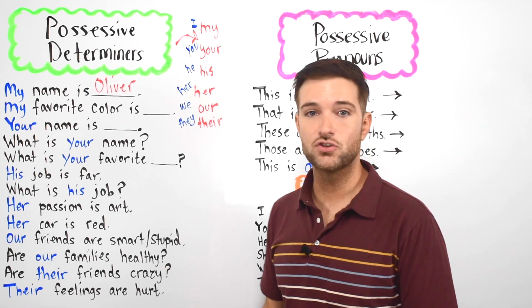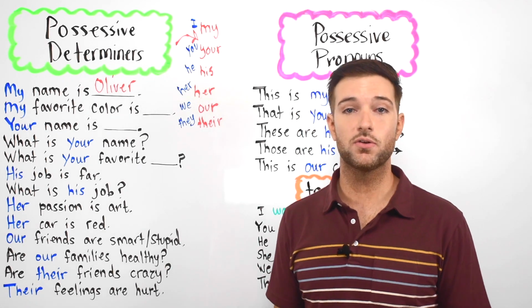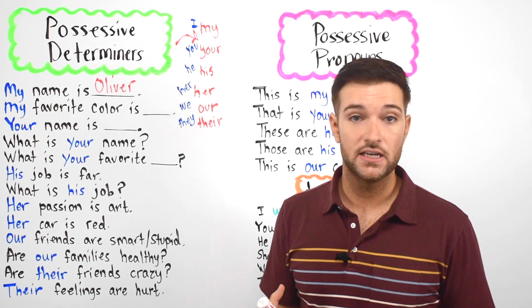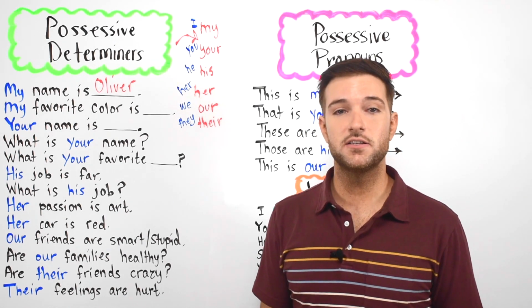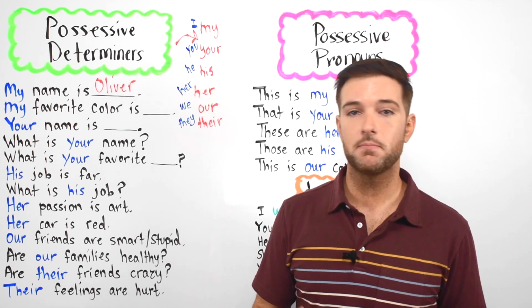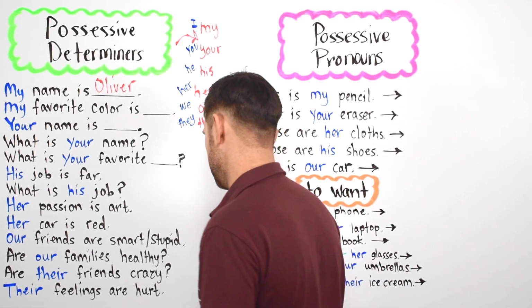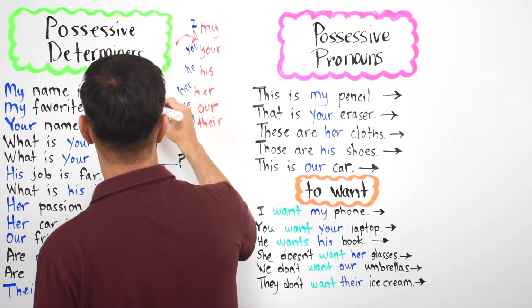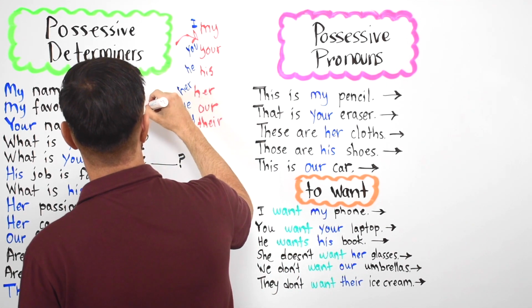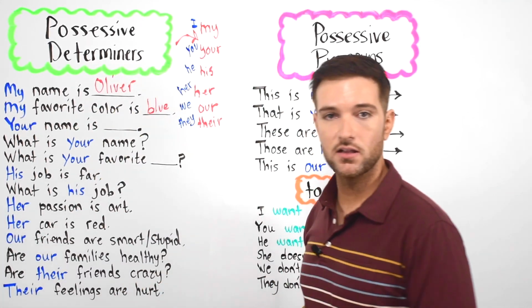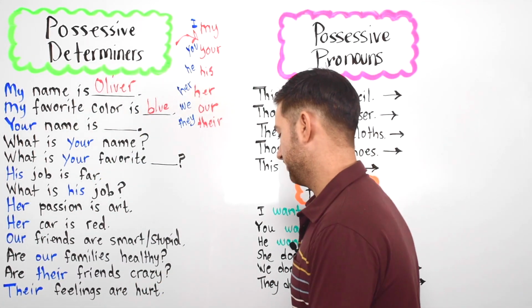My favorite color is green. My favorite color is orange. My favorite color is red. My favorite color is yellow. My favorite color is purple. My favorite color is black. My favorite color is white. Whatever color you like, you just put your color here, okay? We'll say my favorite color is blue because blue is my favorite color. I love the color blue, okay?